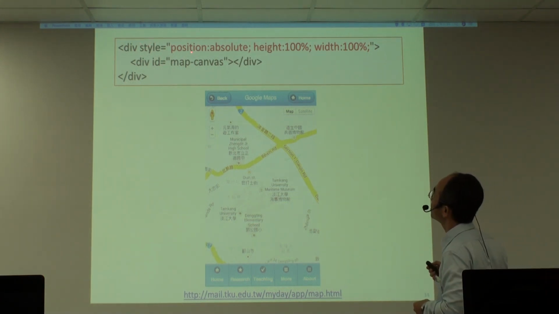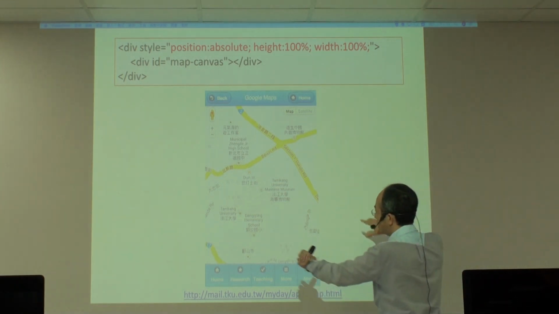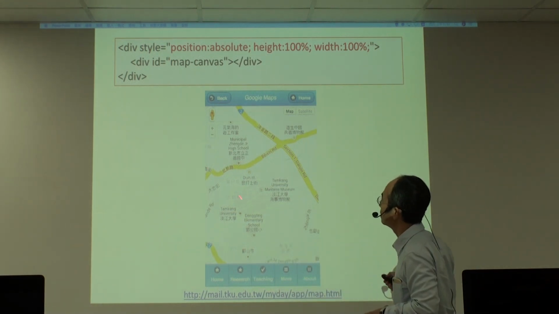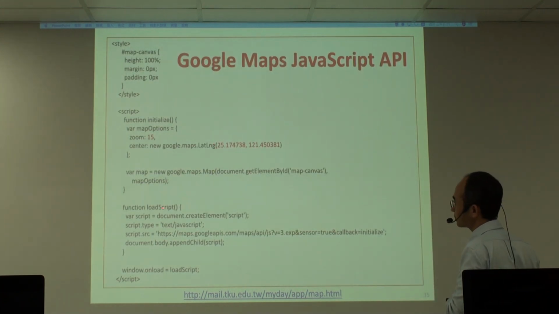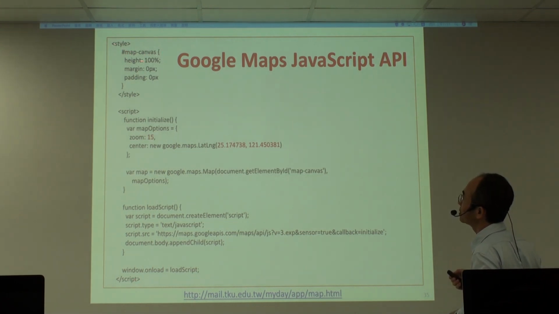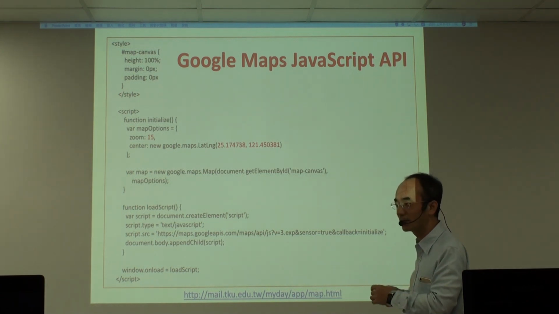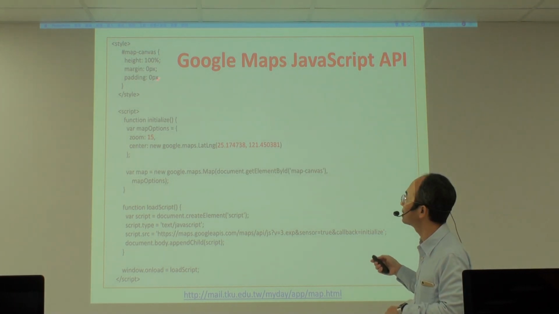So this is the div element. For example, div style position is absolute, height is 100%, width is 100%. So in the HTML code, the map is just a div element. For example, here you can see from the styles it's a map canvas. Its height and margin are 0 pixels, padding is 0 pixels. This style is like CSS, cascading style sheet, right? So you can design the CSS here.